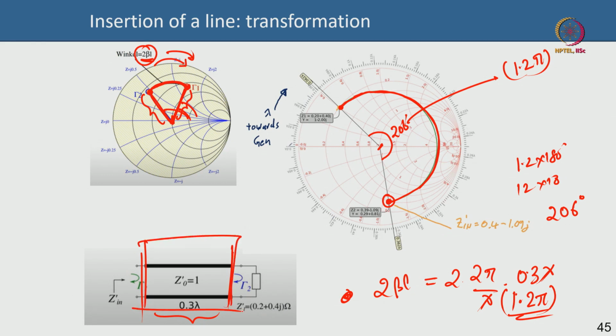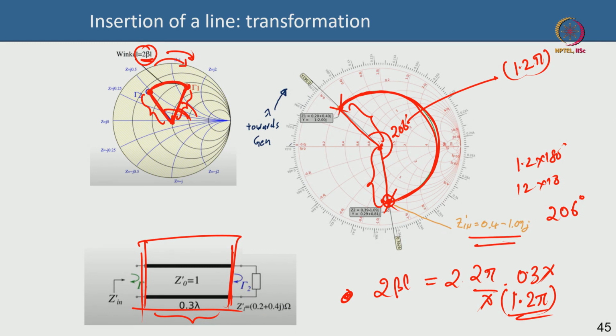The magnitude has not changed because the magnitude of this line is exactly the magnitude of this line. So, the magnitude of the reflection coefficient has not changed, but the angle has changed. It has basically shifted my point from here over to the point at here by introducing a delay or an angle shift of 206 degrees. And this point is now 0.4 minus 1.09 j, that is the new point.